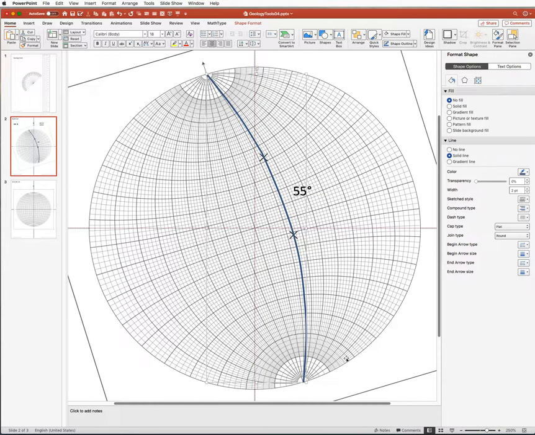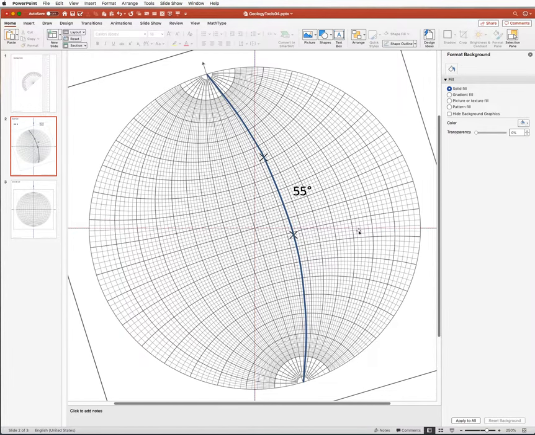So that great circle is a representation of the plane that's common to those two lines. Now, what about its orientation? We're using the right-hand rule, so it's in the right-hand half of the projection here. So this direction up here, where the arrow is, is the direction of strike.